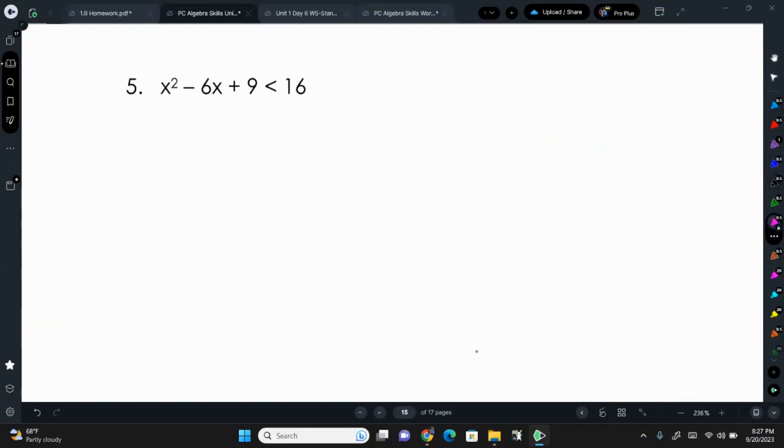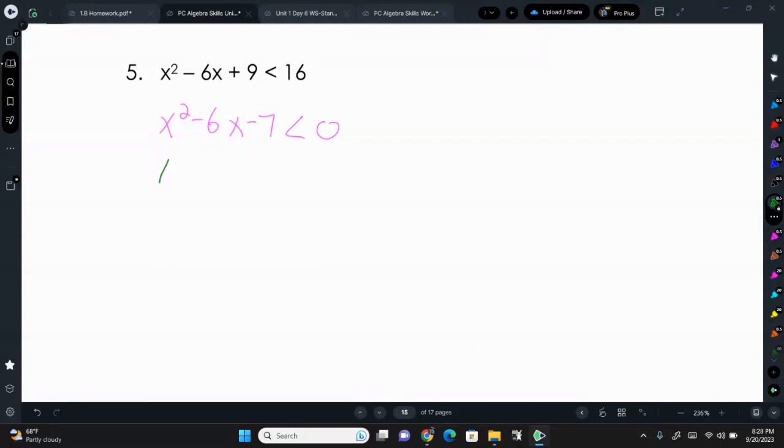You might be tempted to say, well, I can factor this already, but we don't have it less than or greater than or anything. We don't have a 0 on the other side, so we want to subtract 16 from both sides. So x squared minus 6x minus 7 is less than 0. So then we'll factor that and get x minus 7 times x plus 1.